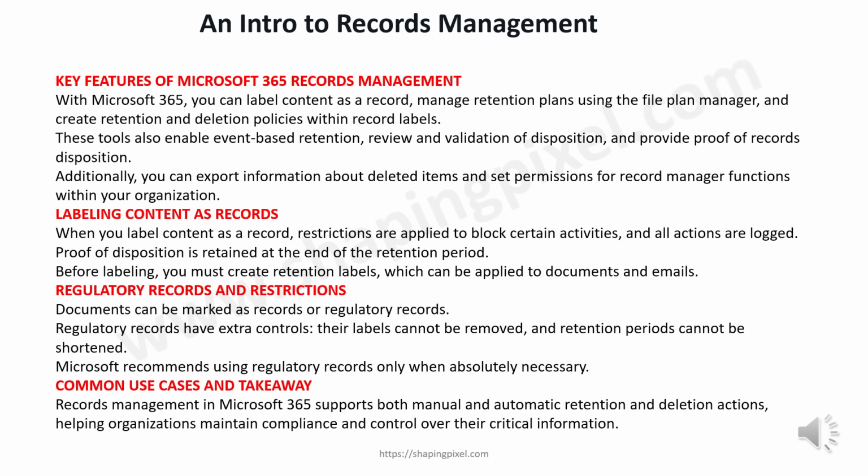When you label content as a record, restrictions are applied to block certain activities, and all actions are logged. Proof of disposition is retained at the end of the retention period. Before labeling, you must create retention labels, which can be applied to documents and emails.